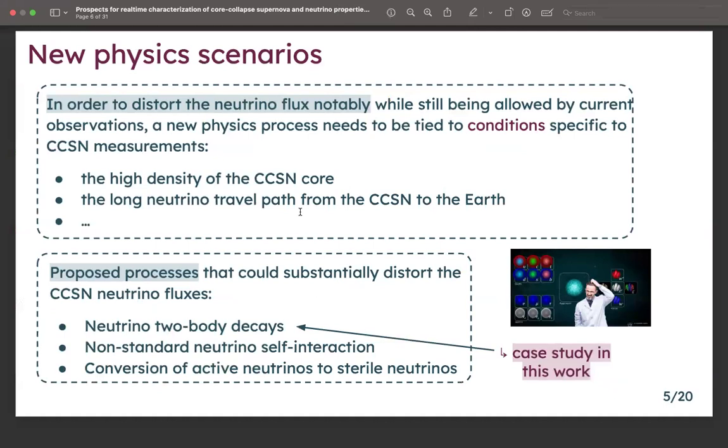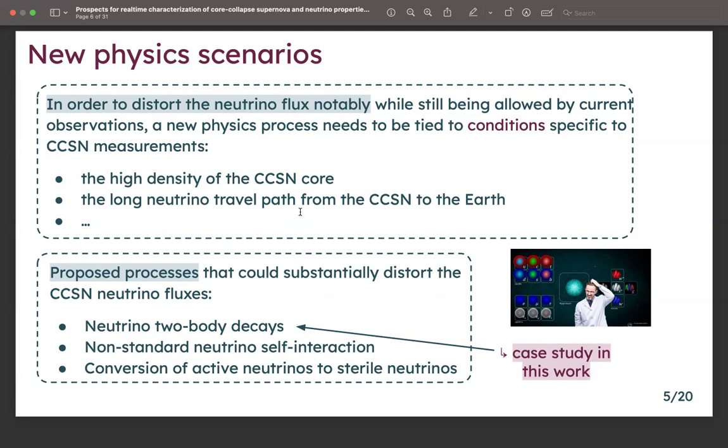So, as I said, that's the standard way to see things, the standard model, let's say. But it is possible that there is some new physics happening. So in order to see new physics, of course, we would need to have some distortion in the neutrino fluxes. Otherwise, we would never have any hope to see anything. But this distortion should still be allowed by current observations from other experiments, from other knowledge we have about neutrinos.